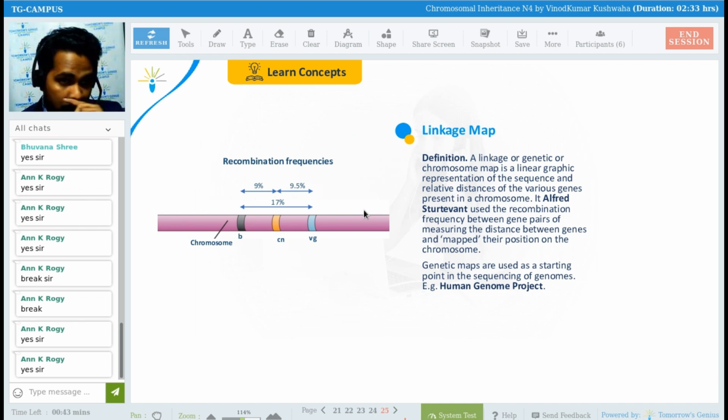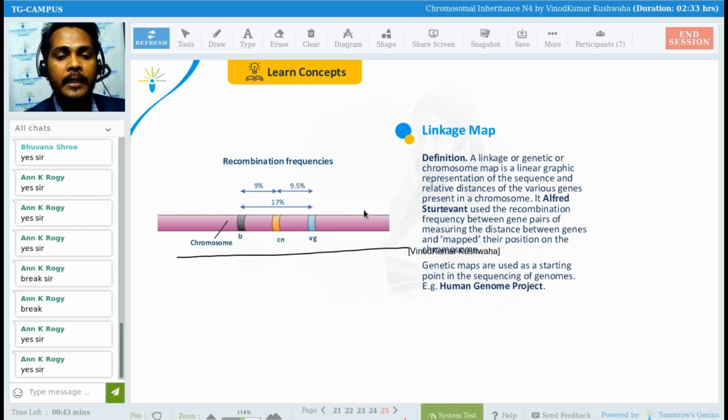Now another concept related to linkage is called the linkage map. Now what is this linkage map? We already studied about linkage, right? So linkage map means measuring the distance. Generally, it is a linear graphic representation of the sequence or relative distance of the various genes present in the chromosome. So here you can see this is a chromosome, just consider, and here are three different genes.